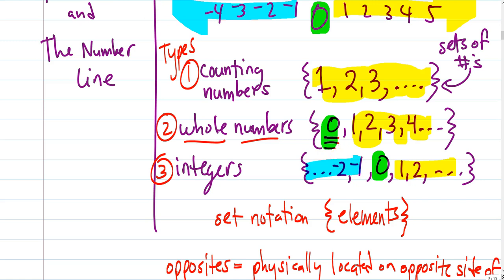Basically, everything that is a counting number is still a whole number, is still an integer. 3 is in all 3 categories, but not everything that is an integer necessarily is a counting number. Some integers, like all these yellow ones, are going to be in the top 2 classifications as well. So these are our definitions: counting numbers, whole numbers starting at 1, whole numbers starting at 0, and integers, where we now add both positive and negative.